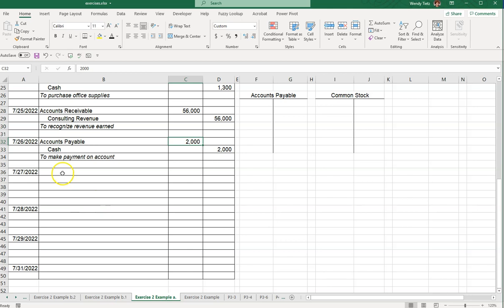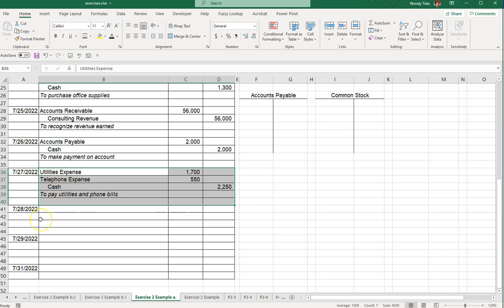Okay. 7/27, the company received and paid the following bills: utilities and telephone. So let's see how we record those. Okay, so utilities expense $1,700, telephone expense $550. Expenses are debited. How did we pay them? We paid them with cash. Cash decreased. We're going to credit it, and it's for the total of those two.